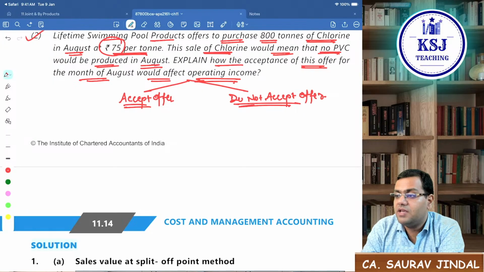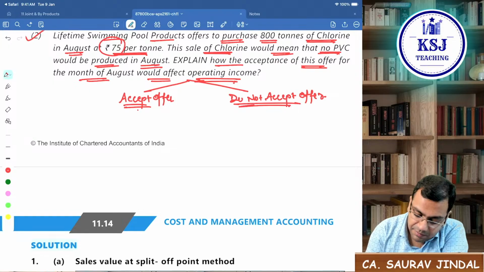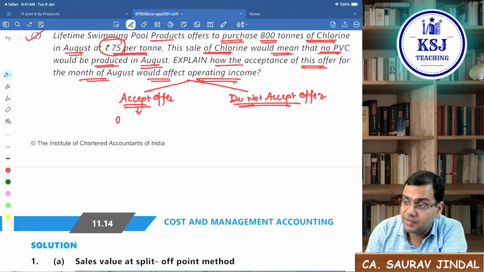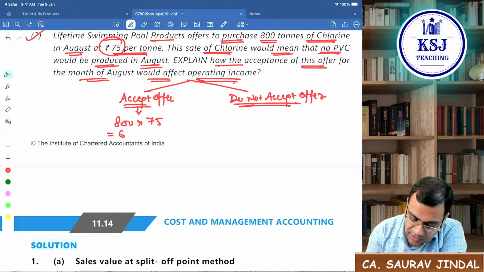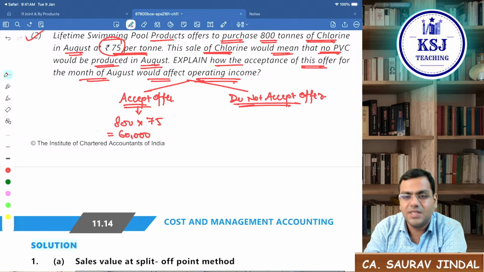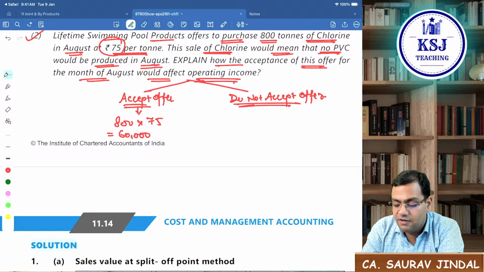Right. Now, if you are accepting the offer, then what will happen? You will not convert it into PVC. You will sell 800 tons at the rate of 75 rupees, right? You will sell it for 60,000. So your income will be what? 60,000 rupees. Now, if you do not accept the offer, then what will happen?